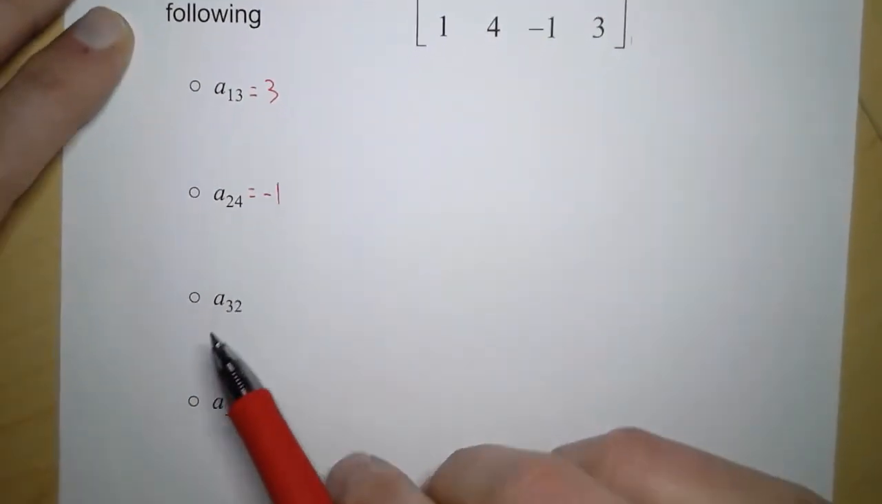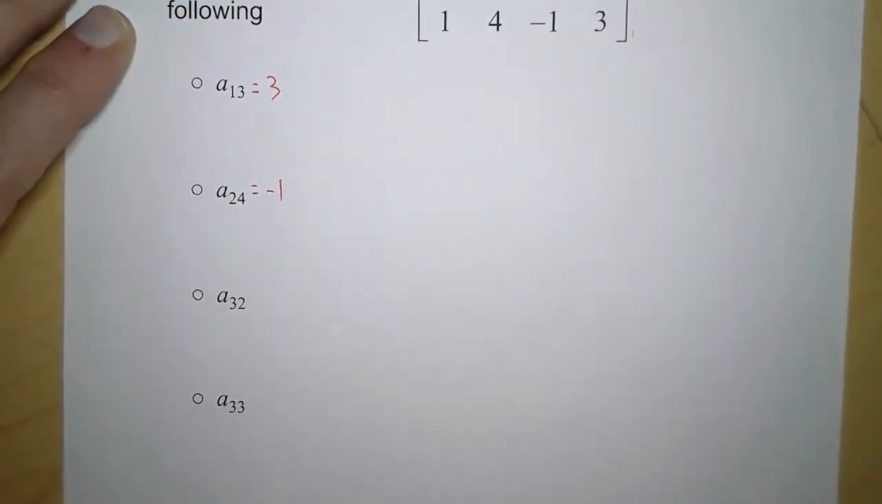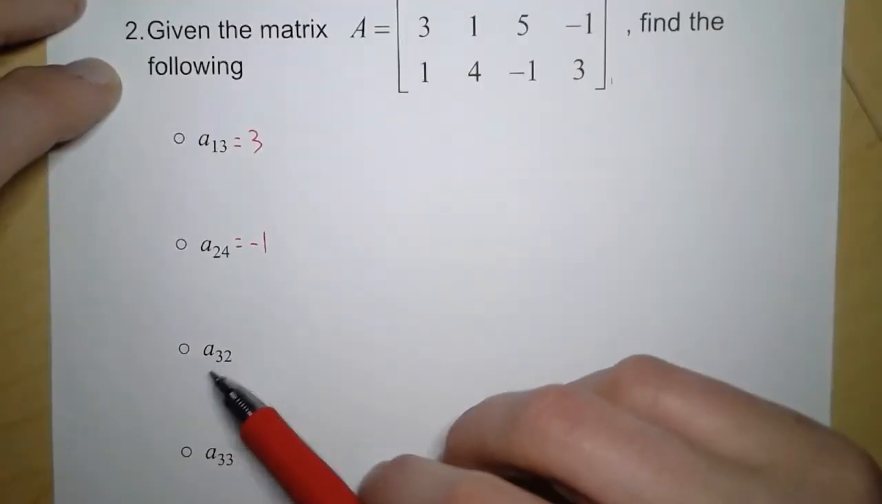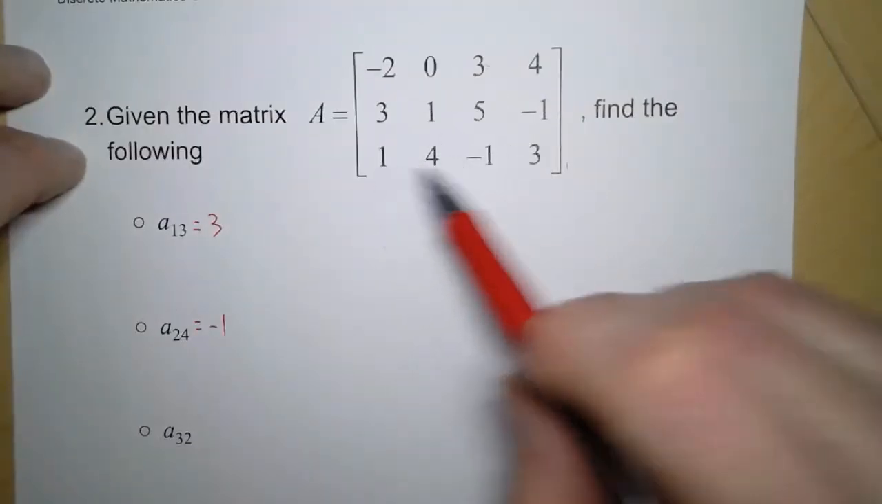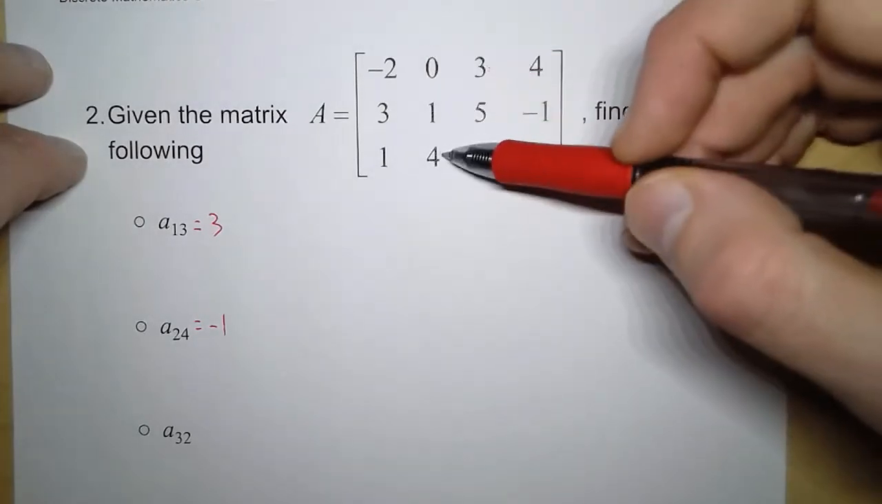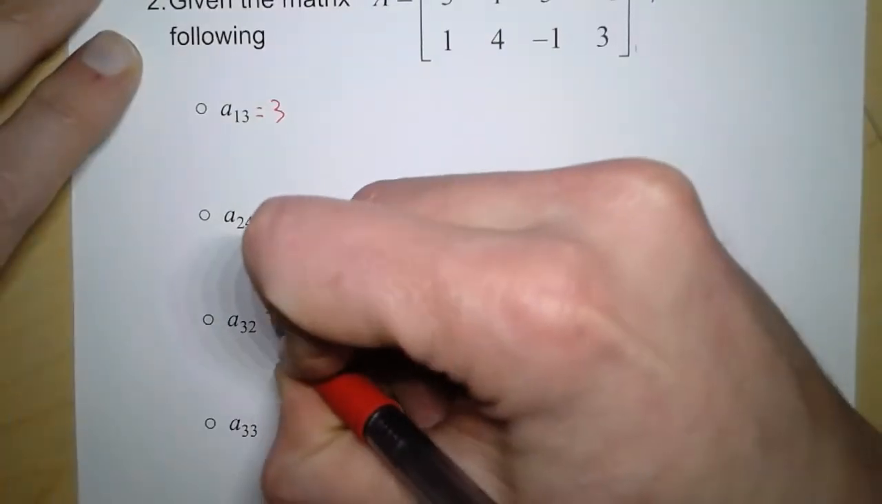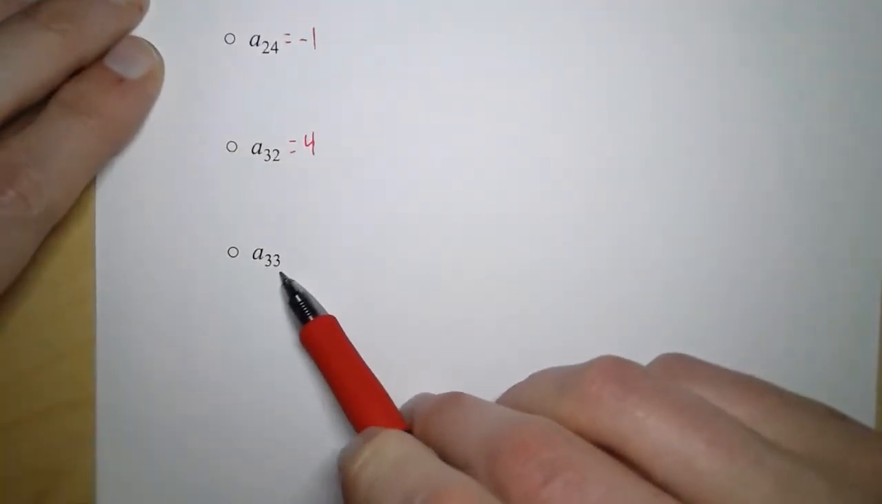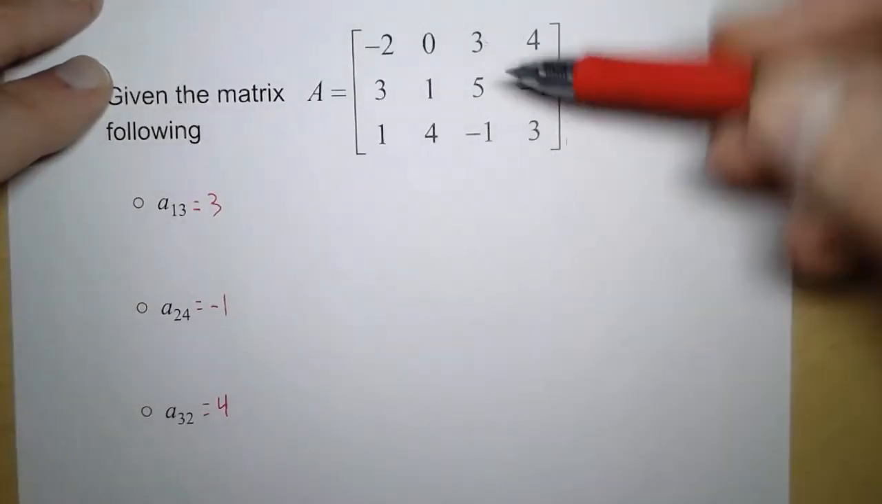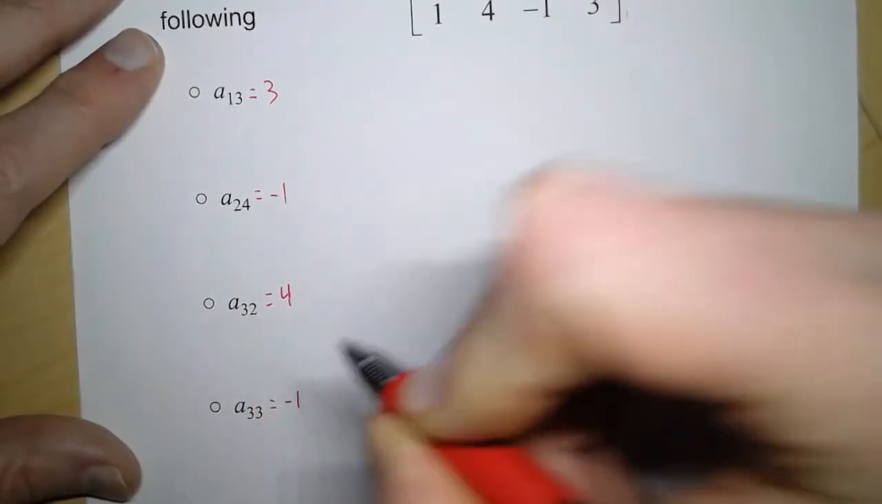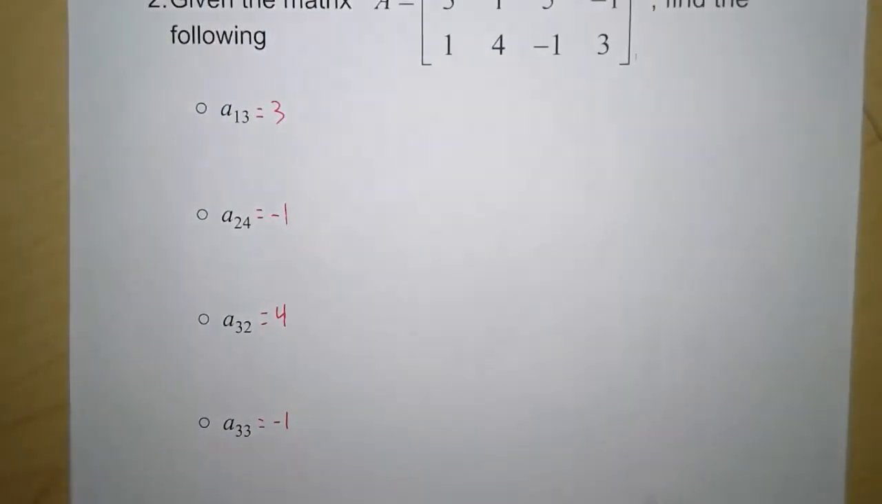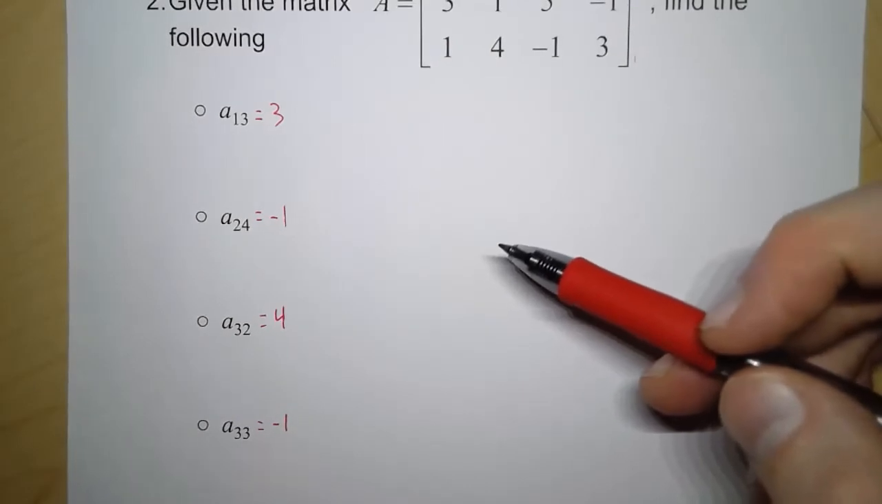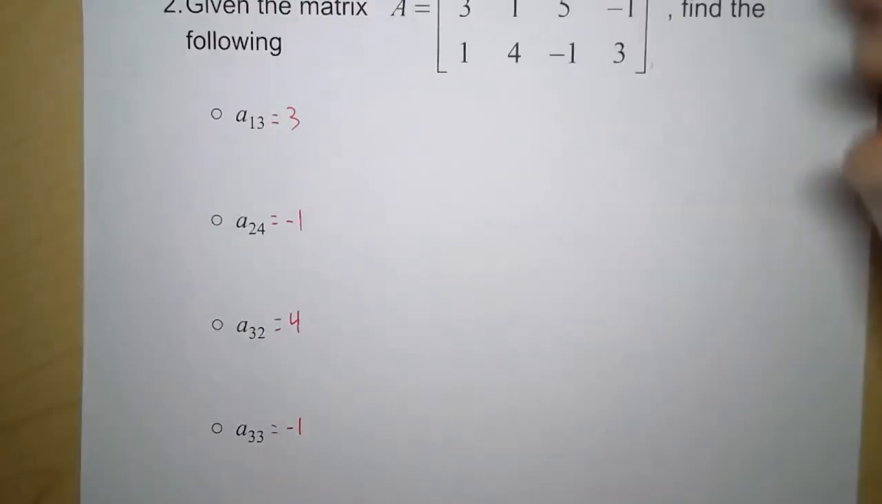For the fourth one, we have a32. That means we want to find the number in the third row, right here, and in the second column. So that is 4. And then finally, a33, we want to find the number that's in the third row and the third column. So third row and third column, so we have -1. So we use the row and we use the column to identify where numbers are located within the matrix itself.